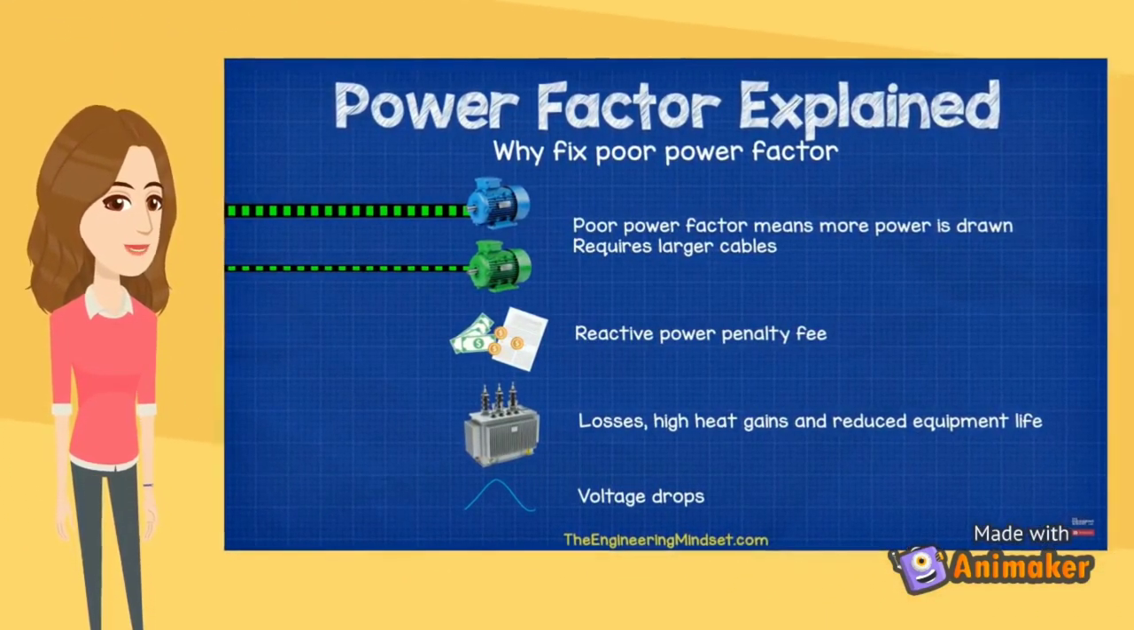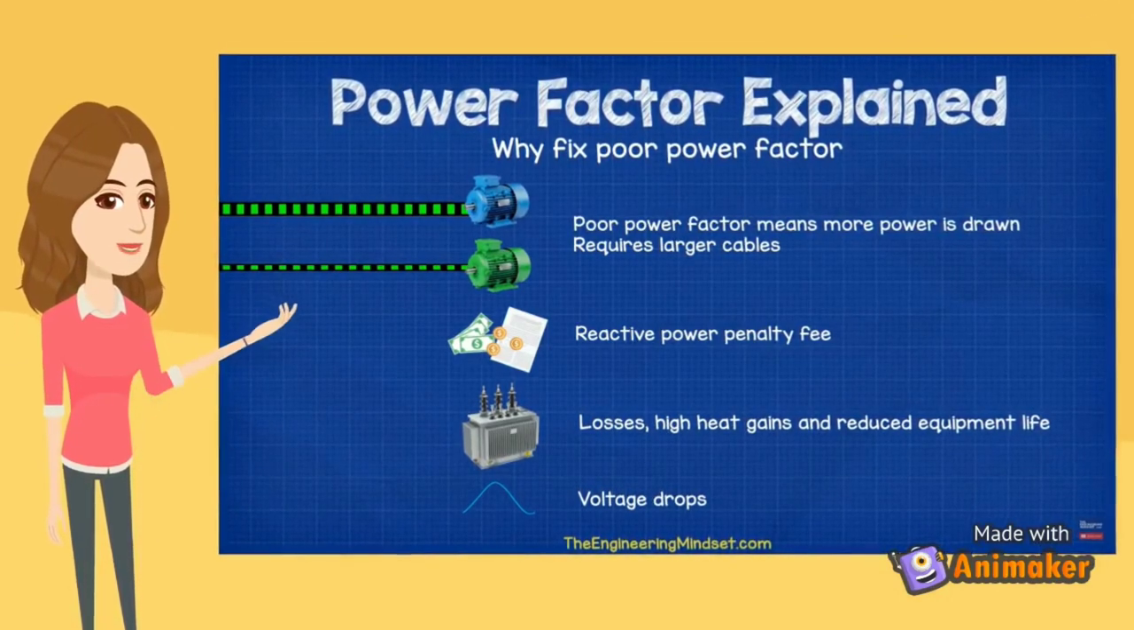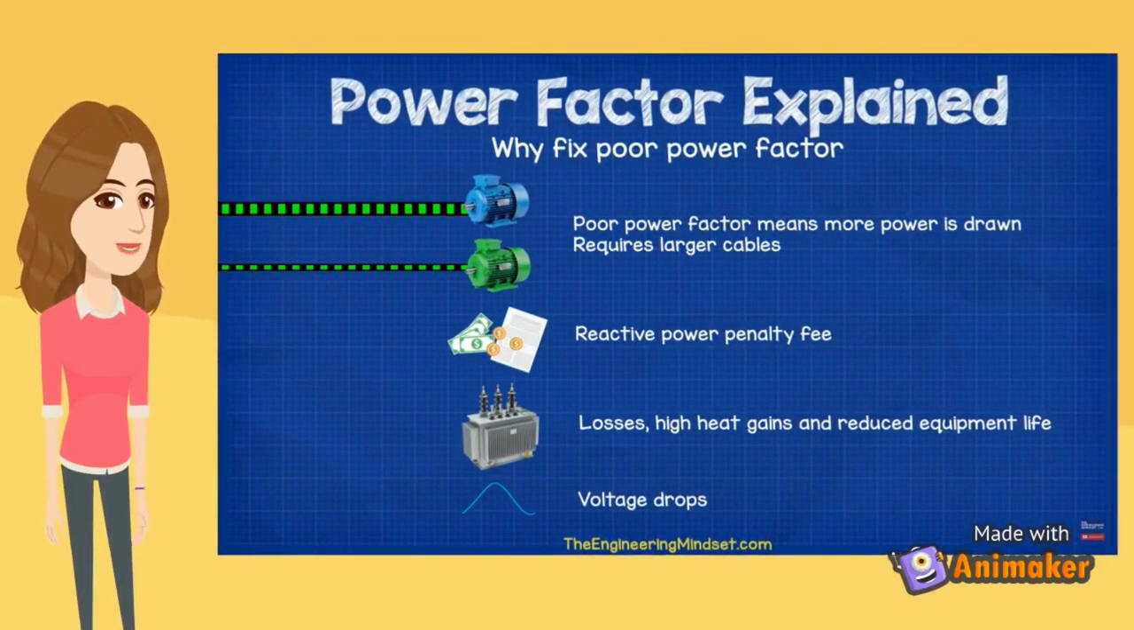Poor power factor means you need to draw more power from the electricity network to do the same work. And the cables need to be larger, so it's going to cost more. If the power factor becomes too low, then the electricity supplier might charge you a penalty fee or reactive power charge. Poor power factor can cause losses in equipment like transformers and leads to high heat gains. It can lead to voltage drops and can even reduce the life expectancy of equipment in extreme scenarios.